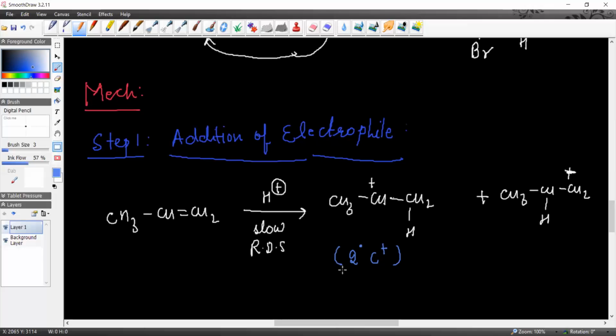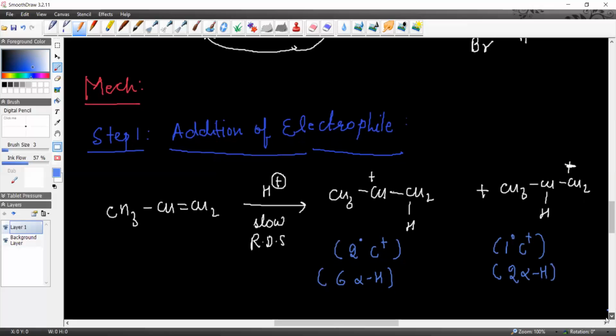How many alpha hydrogens does the 2-degree carbocation contain? 3 alpha hydrogens from here and 3 alpha hydrogens from here, so it contains 6 alpha hydrogen atoms. If I talk about this, it is a 1-degree carbocation, and how many alpha hydrogen atoms does it contain? This is the alpha carbon, and one hydrogen atom is this, one hydrogen atom is this. It contains 2 alpha hydrogen atoms.